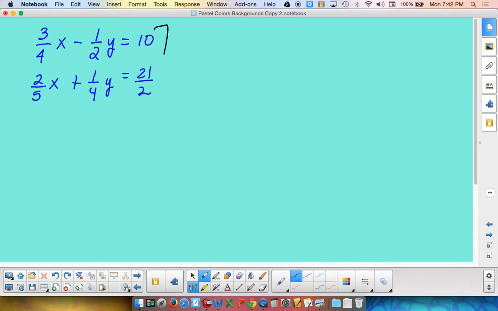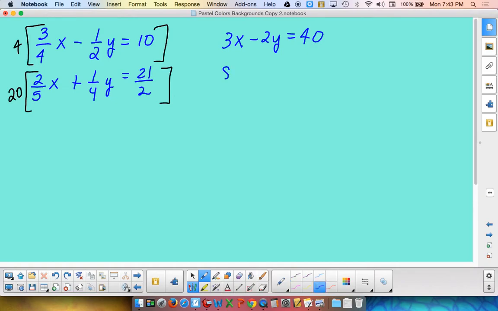So, what would I have to take the top equation by in order to make it cancel the 4 and the 2? Well, of course, I would take it times 4. And so that's going to leave me with 3x minus 2y, but don't forget to multiply over here by the 10, in which case that's going to give you 40. On the bottom equation, I got a 5, a 4, and a 2, so it looks like I really do have to multiply by 20 to get rid of all those fractions. 20 times 2/5 is going to give me 8x plus 5y. And then the 2 will cancel into 20. That'll be 10 times 21, so that will be 210.